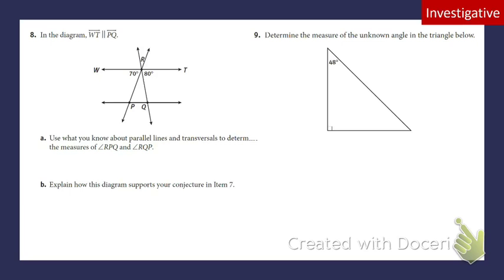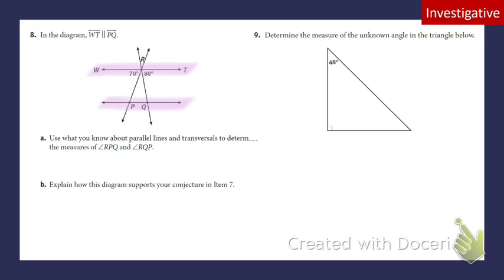Number 8. In the diagram, WT is parallel to PQ. So we're looking at WT, this line, which is parallel to PQ, which is this line. So those two lines are parallel to each other. A says, use what you know about parallel lines and transversals to determine the measure of angle RPQ and angle RQP.